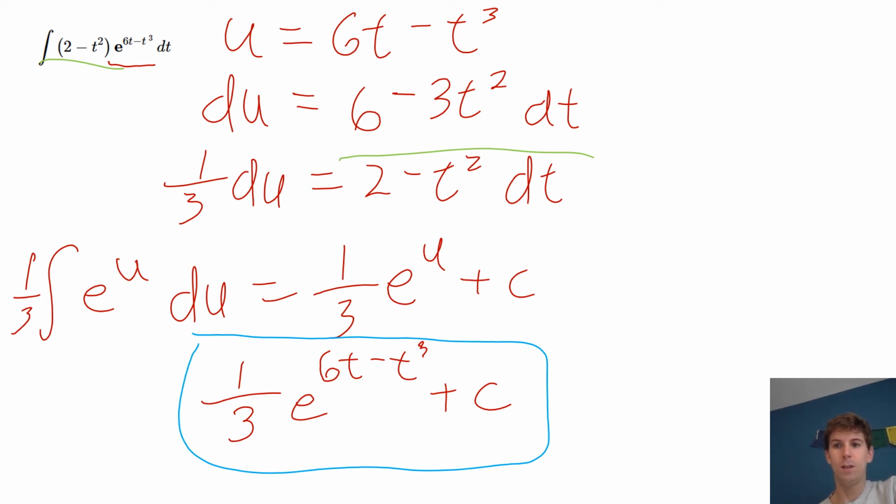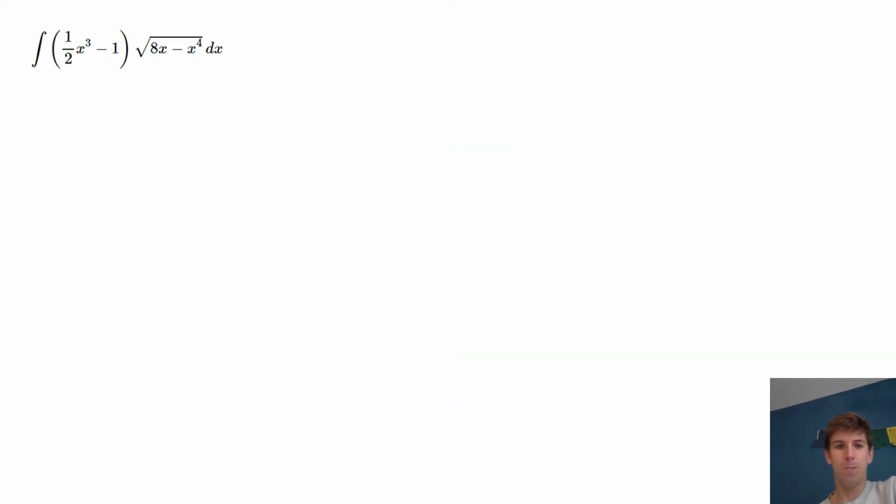All right. Last example here, for these, at least this basic video. So once again, very similar setup. We want to figure out what to make our u. Once again, I have this portion here inside a radical. This portion out here, that 1/2 x cubed minus 1, is not being raised to any exponent or anything. So I'm kind of treating this as my inner function. So let's try and make that u.